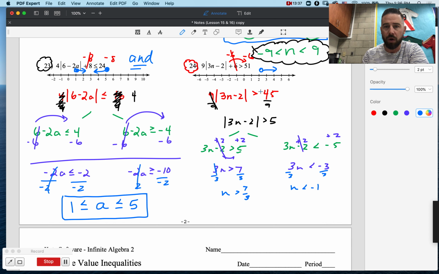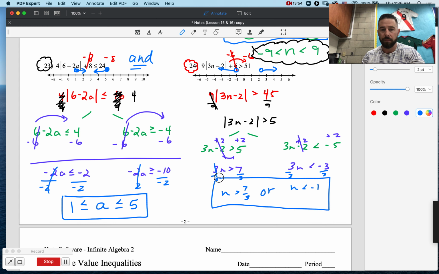This guy's at -1, he's open, it's not eating the variable, so we're going to the left, and you can tell right there that they're going away from each other, so it's an or, and we don't need to sandwich the things together because it's an or. Okay? How are we feeling about that? Pretty good?